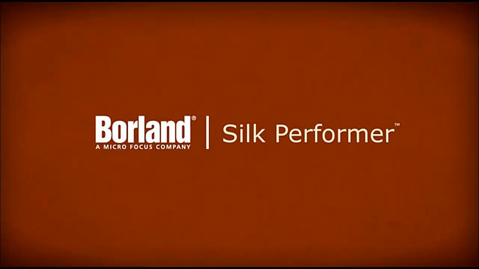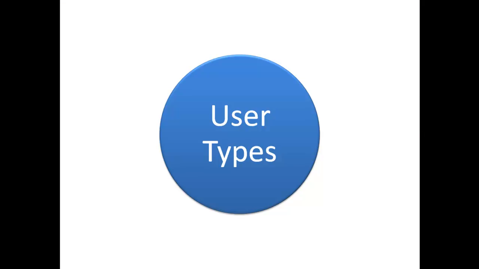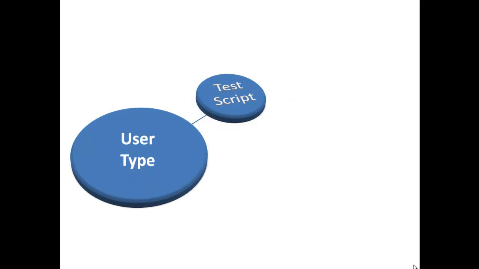In this tutorial, we're going to take a look at one of the primary building blocks that Silk Performer uses to run tests: user types. A user type is a combination of a test script and a user settings profile. The script contains your recorded interactions with the application under test, in addition to any script customizations you may have made. We call these interactions a transaction.